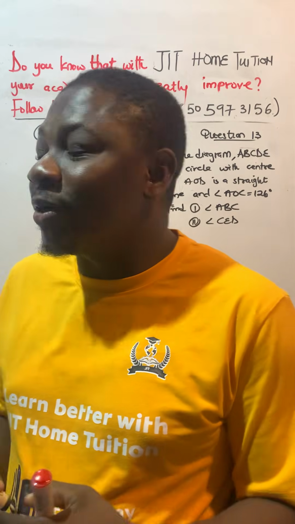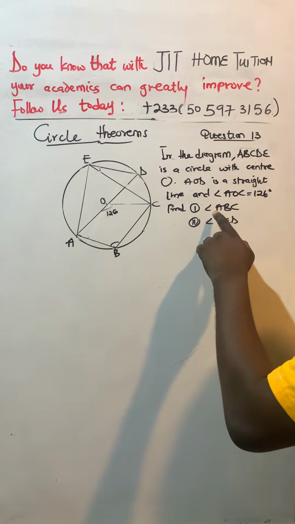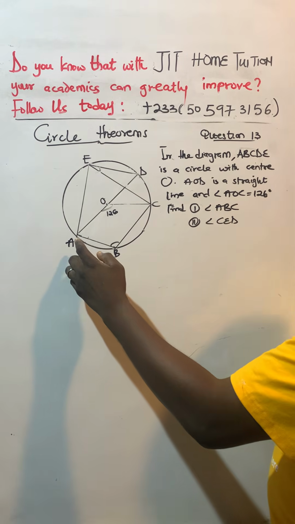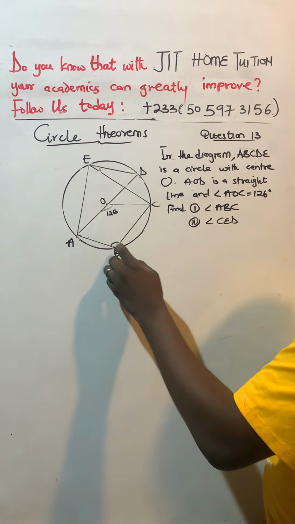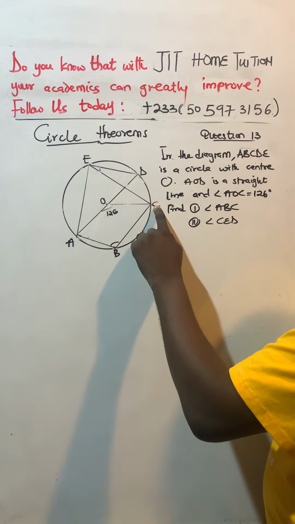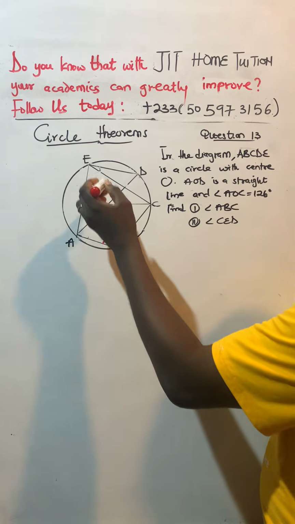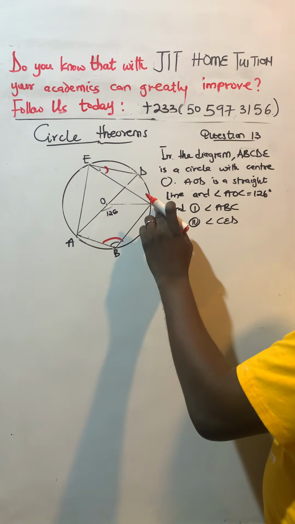Today we have this question on the board to solve. The question wants us to find angle ABC. Where is it? Angle ABC, the angle here, and angle CED, that is the angle here. So, angle ABC and angle CED.